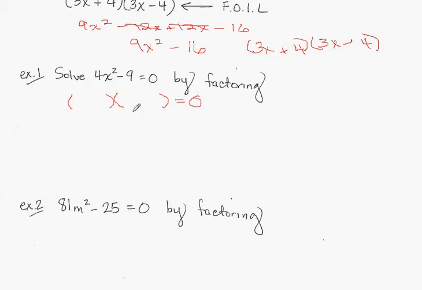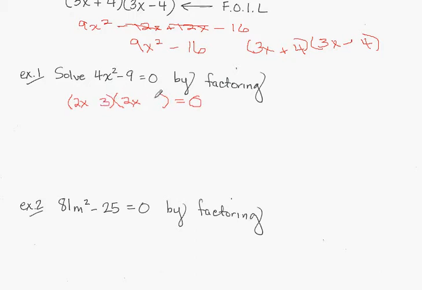Yep, it's still equal to 0. And you'd say, what times what gives me 4x squared? And that's going to be 2x. You have to be able to identify that it's a difference of two squares. And then you say, what times what gives me 9? That would be 3 and 3.